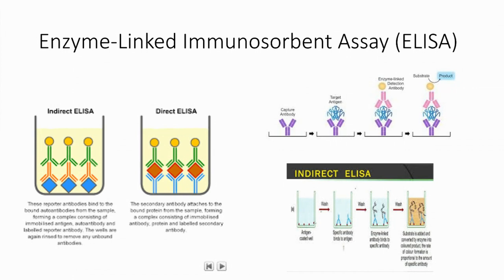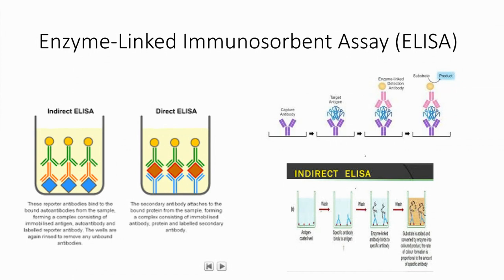So you coat with this antigen here, right? And then you add the clinical specimen. If there's antibody, they will bind. And then, of course, you have this secondary antibody with the enzyme so that you can see the signal, all right? So that's indirect ELISA.